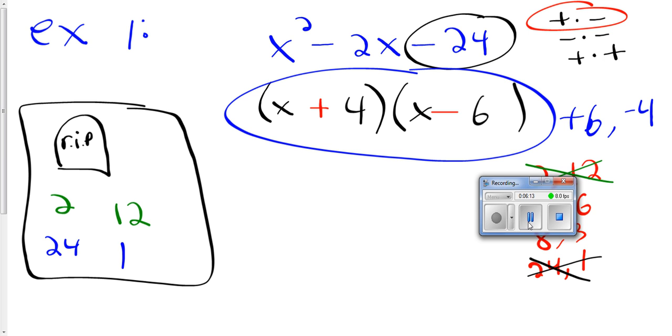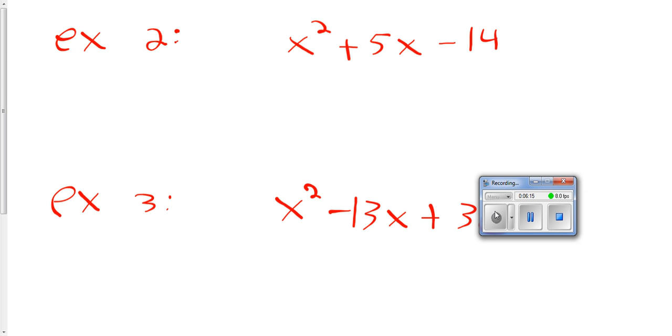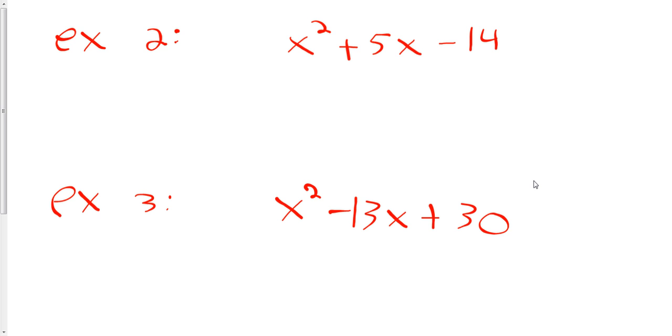Let's try another couple examples. At this time, I encourage you to pause the video and try these two problems. So we have x squared plus 5x minus 14, and x squared minus 13x plus 30. So think about the format that it has to be in, think about what it multiplies to, what it adds to, and try these two problems. Now, if this is brand new to you, you might find this to be pretty challenging, but we only grow from challenging ourselves. So pause the video and give these two a shot, and then we will see where we're at.